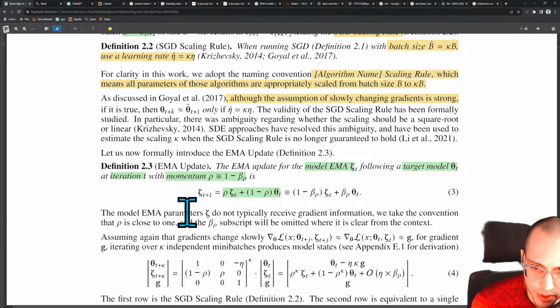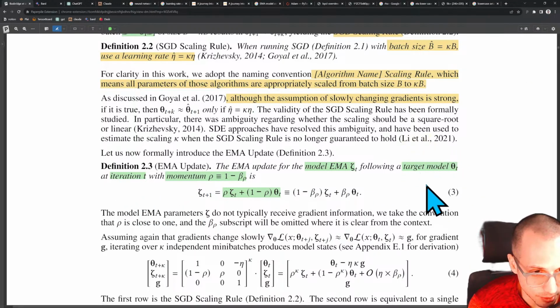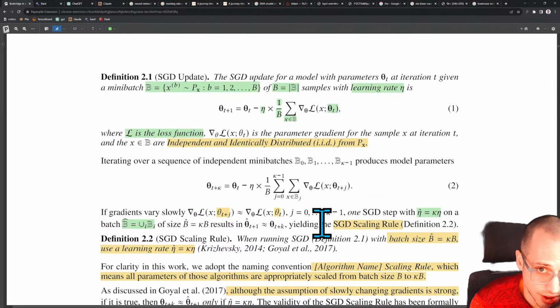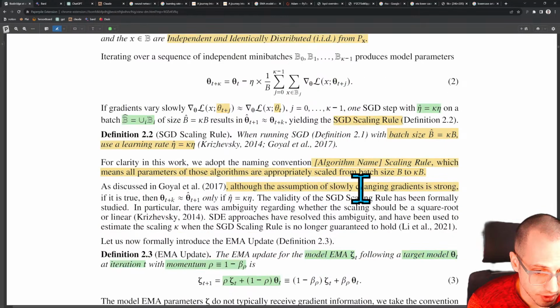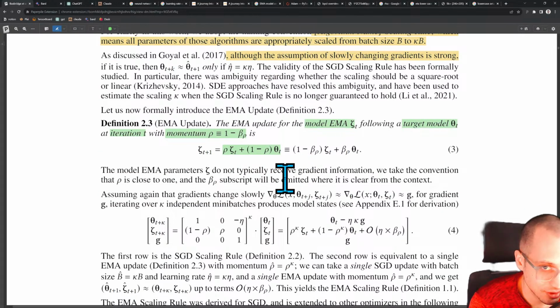Okay, the model parameters zeta do not typically receive gradient information. We take the convention that rho is close to 1 and beta rho subscript will be omitted where it is clear from the context. So this target model theta t is receiving gradient updates, right? So this theta t is changing over time with respect to the gradients that are coming from this loss function. But this eta t is not receiving gradients, right? It's changing over time just based on the values of these theta t's.